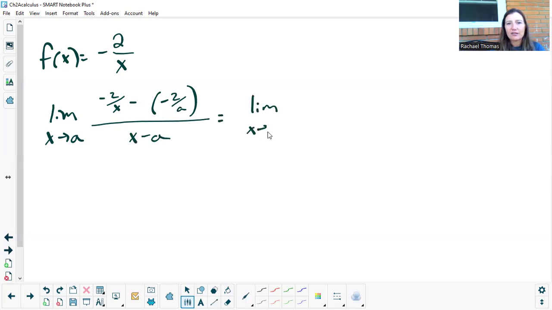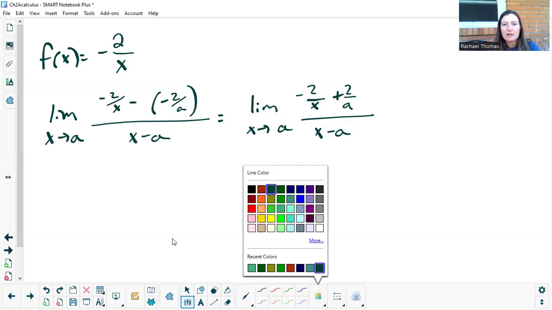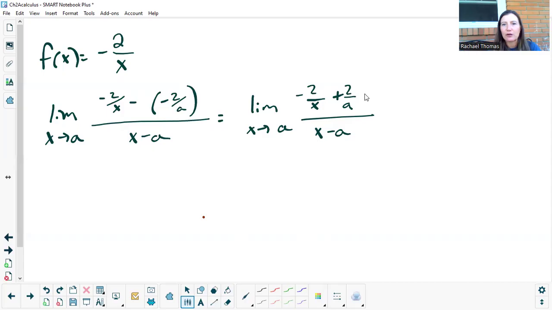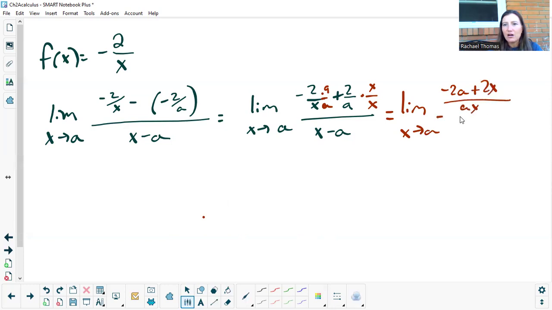I'm going to deal with this minus sign first before I do any more algebra, giving negative 2 over x plus 2 over a, over x minus a. You can verify that if I plug in a for x, I will get 0 over 0. That means do more work. So here in fraction land, doing more work means combining the fractions on the top. I'm going to make a common denominator. So this gives me the limit as x goes to a of negative 2a plus 2x over ax, all over x minus a.